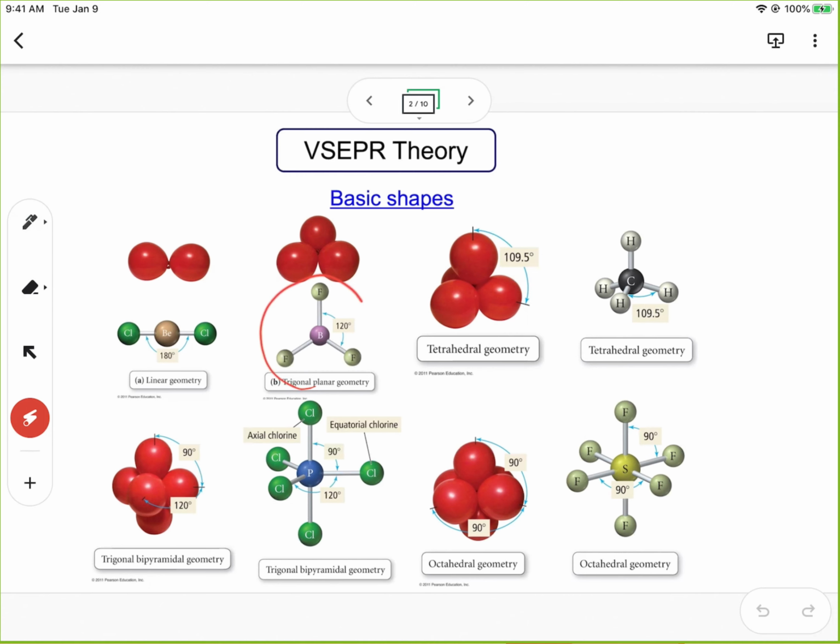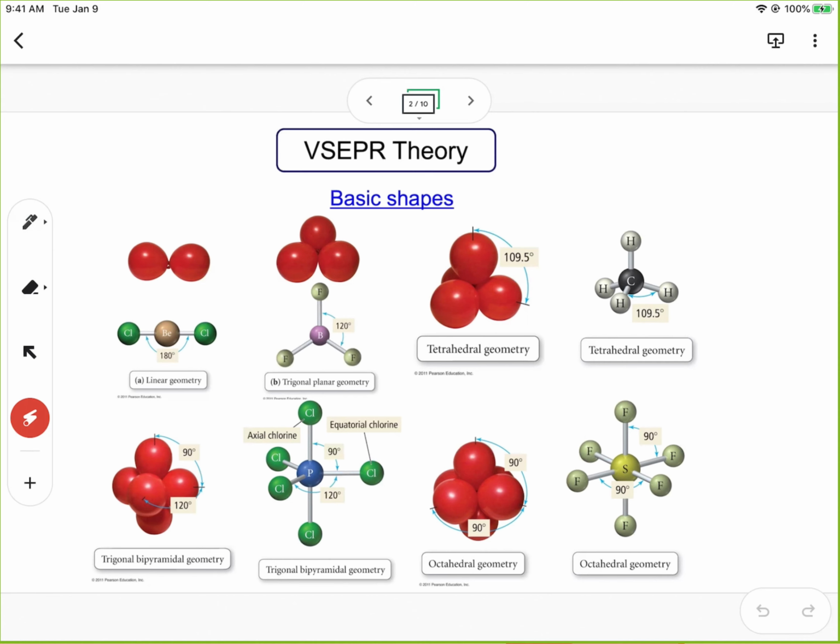Next one is a trigonal planar geometry, and essentially you have four members. All four members are in the same plane, and the angle between the two bonds, all of them are 120 degrees, and then we call it trigonal planar geometry. Tetrahedral geometry, and you would have five members, and the angle between two bonds is 109.5. That's the standard tetrahedral geometry.